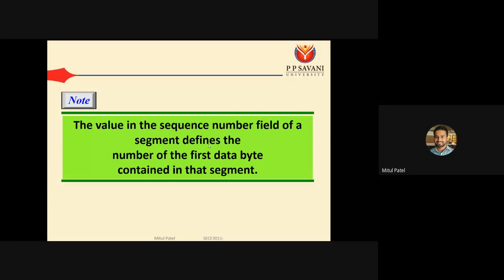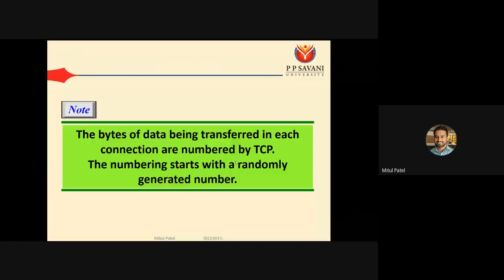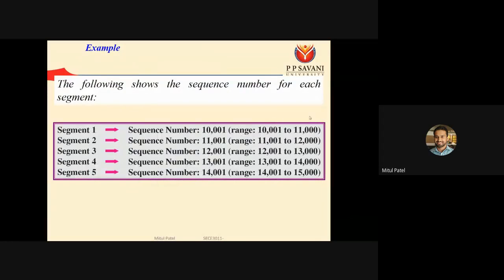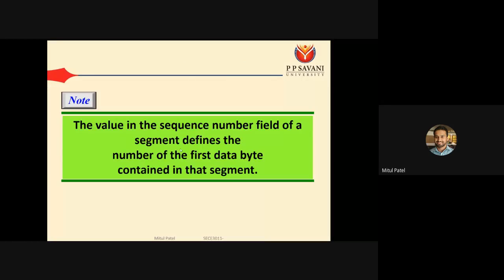The value in the sequence number field of a segment defines the number of the first data byte contained in that segment. We know what the sequence number indicates: the number of the first byte the segment carries. This segment carries bytes from 10,001 to 11,000, so the sequence number indicates the byte number of the first byte. Here we have 10,001. So the value in the sequence number field of a segment defines the number of the first data byte contained in that segment.